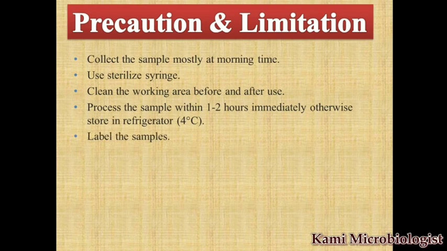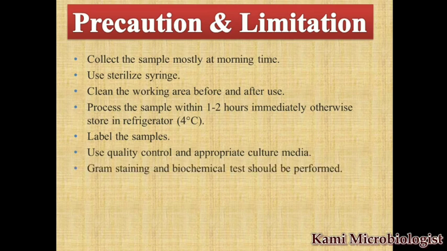You will label the sample once it comes. Then you must use quality control and appropriate culture media. It will show the handling as well as whether the media is usable or not. So quality control is very important. Then you must perform gram staining and biochemical tests, due to which the bacteria is correctly identified. You have to follow the CLSI guideline when you are finding the antibiotic sensitivity, resistance or intermediate profiling.